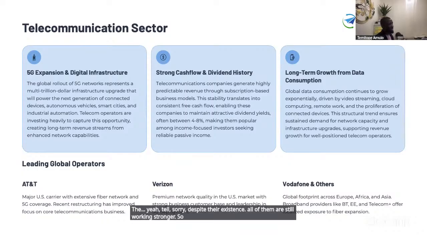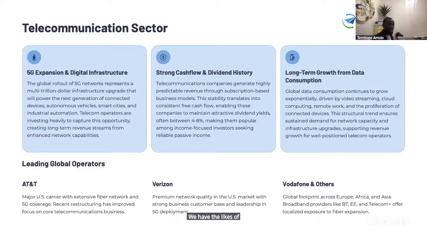So now, what are the leaders that we need to look out for in this sector? AT&T. These ones are in the US, and they run a fiber network. Then we have Verizon, which is also in the US. We have the likes of Vodafone, BT, EE, Telecom Plus in the UK, and all of these guys are very, very strong. So you can also take advantage of these guys in the stock market and see how they are performing.